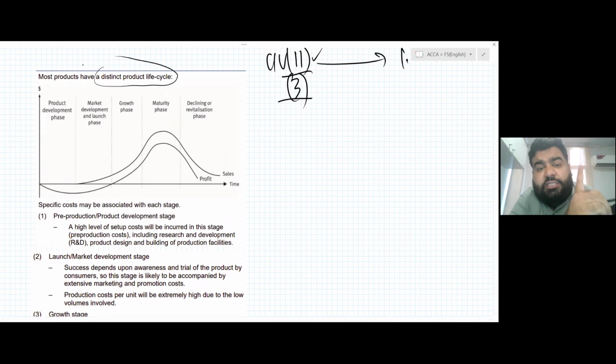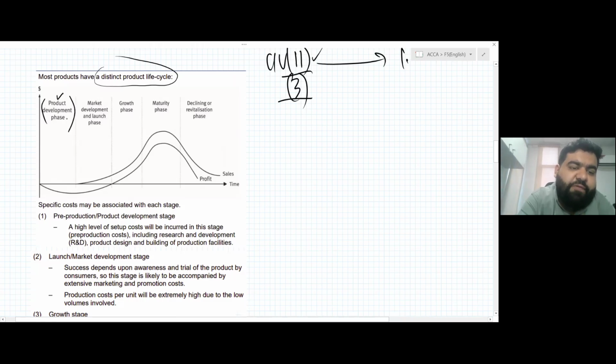The first stage of any product is the product development phase. This phase is known as the development stage. In the graph, the upward line is for the sales and the downward line is for the profit, and this is the point zero.